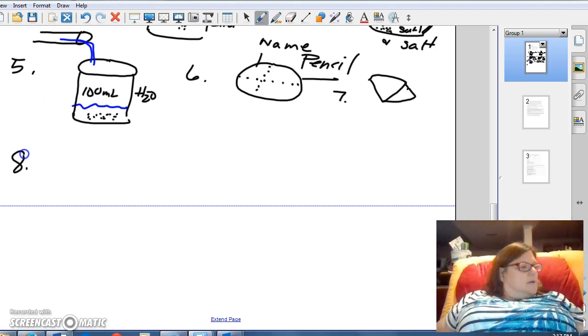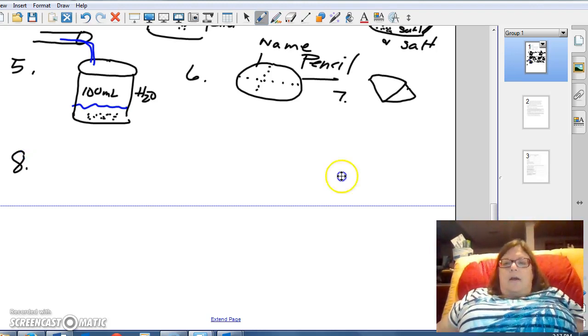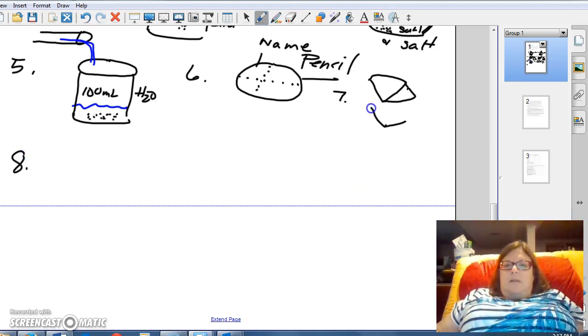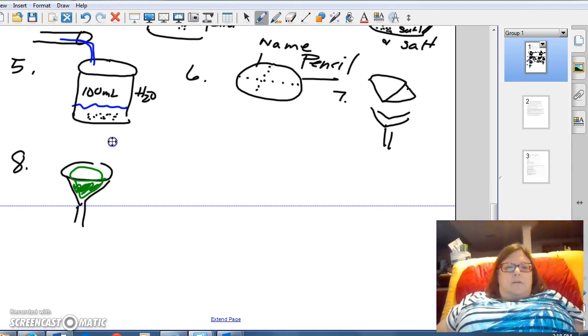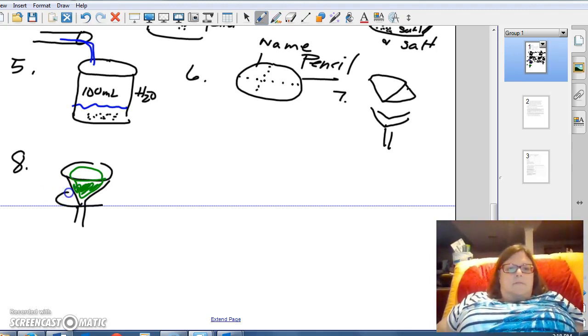Step eight. You're going to carefully pour your mixture of water, sand, and salt into a funnel. Oh, I forgot. Step seven. We've got to also then put that little wedge-shaped piece of water into a funnel. Okay? So now you have a funnel. You have filter paper. Let's make our filter paper green, even though it's white. Okay? And you're going to put that funnel in a ring stand.